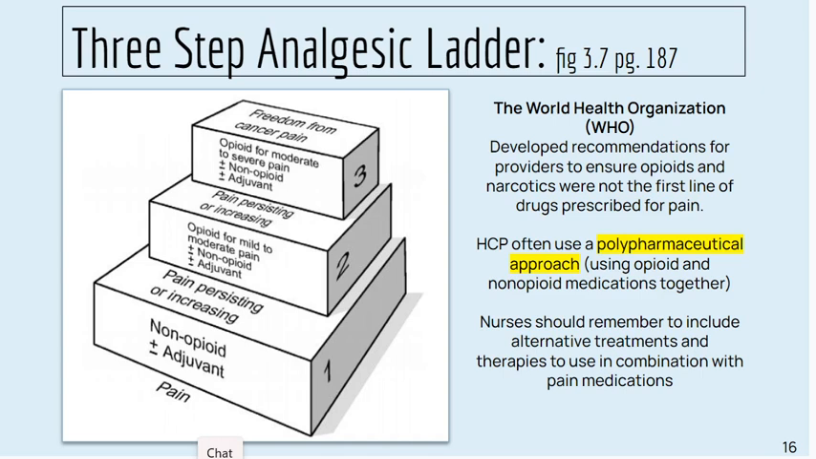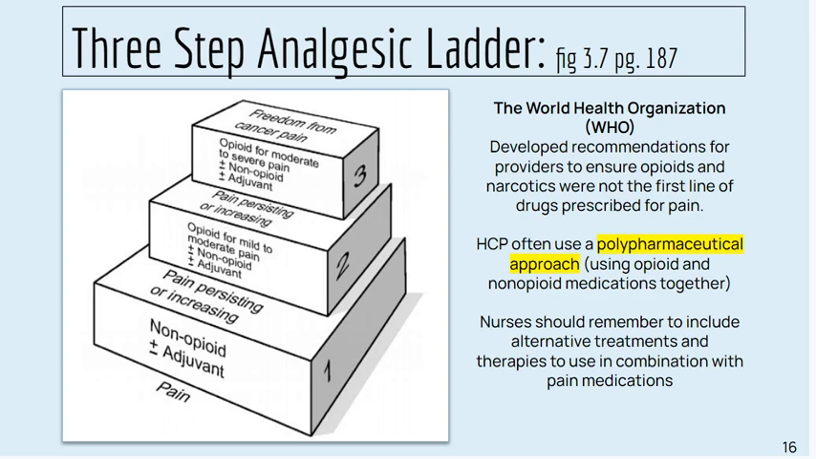Definitely, nurses should remember to include alternative treatments and therapies to use in combination with pain medication. So, just because they're getting oxycodone every 4 to 6 hours, do we have to give them oxycodone every 4 to 6 hours? Or maybe we could suggest trying a heating pad for a few hours before your next oxycodone is due? So really try to anticipate our patient's needs, as well as find alternatives without always jumping to the next tier if we can achieve relief with something more mild.